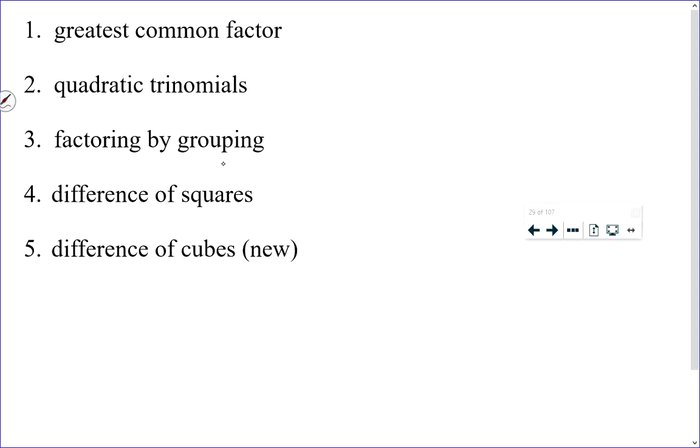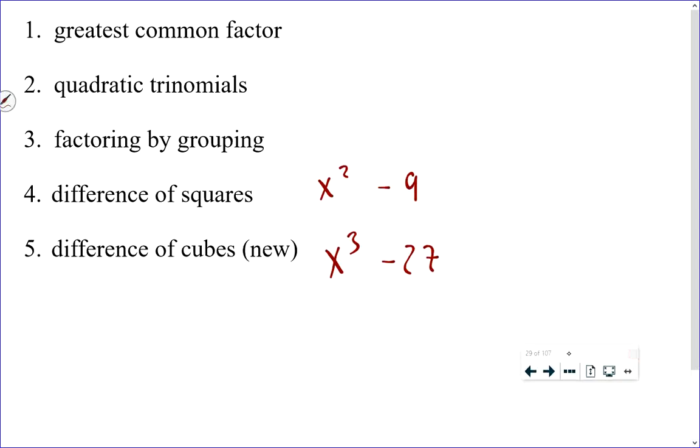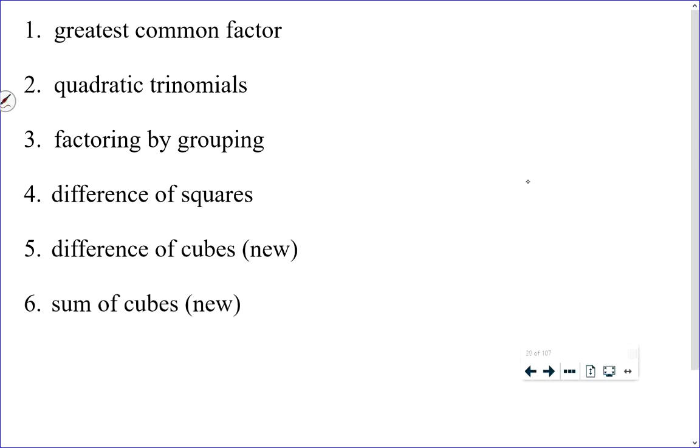And it turns out, everybody, just like you can factor x squared minus 9, you can factor x cubed minus 27. They're both differences. One is a difference of squares. X squared and 9 are both squares. X cubed and 27 are both cubes. And, by the way, can you factor x squared plus 9? No. You cannot factor a sum of squares, but you can factor a sum of cubes. So x cubed plus 27 is factorable.